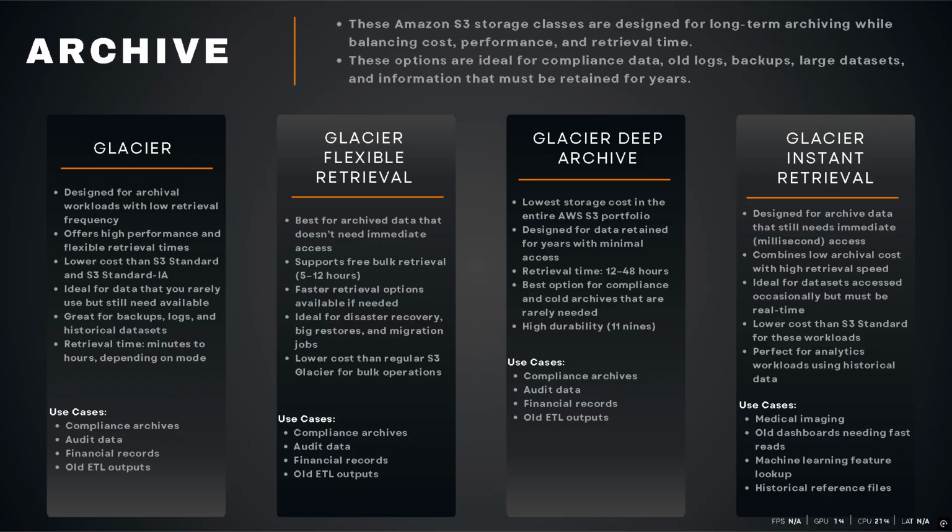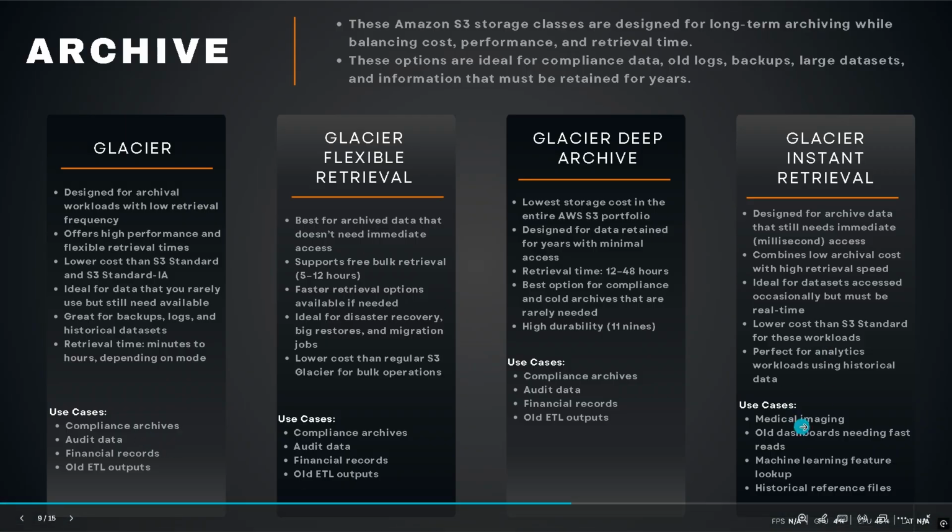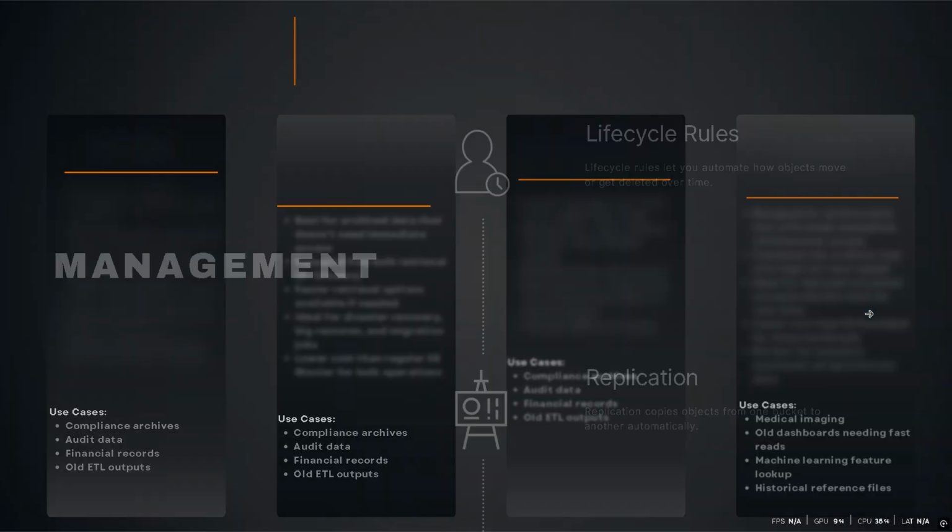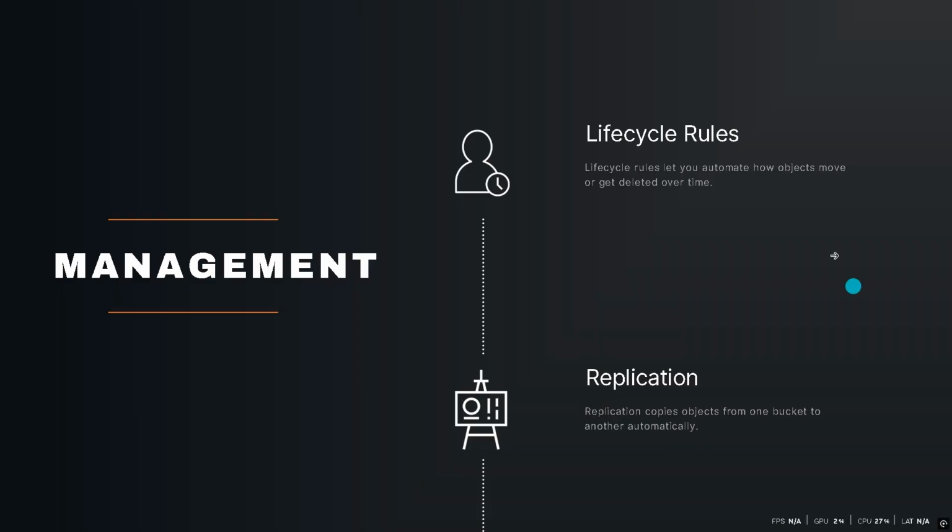And Glacier Instant Retrieval is designed for data that needs immediate access. It combines low archival cost with high retrieval speed. So it's ideal for data sets accessed occasionally but that must be real time, at lower cost than S3 Standard for these workloads. Perfect for analytical workloads using historic data, like old dashboards needing fast reads and machine learning feature lookups, etc. Something like that. Now moving on to management, it has lifecycle rules and replication.